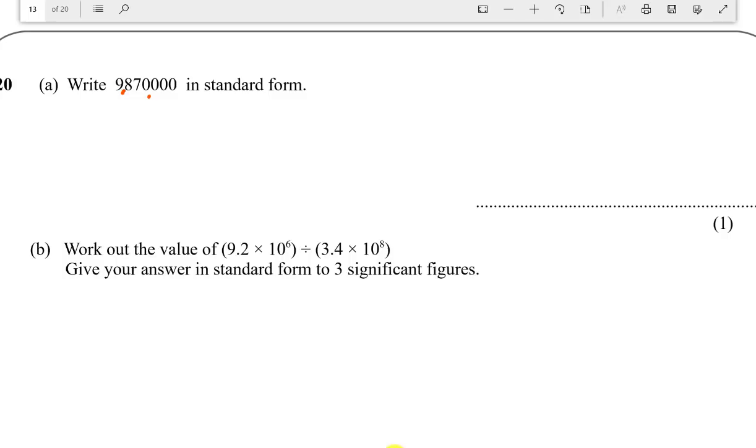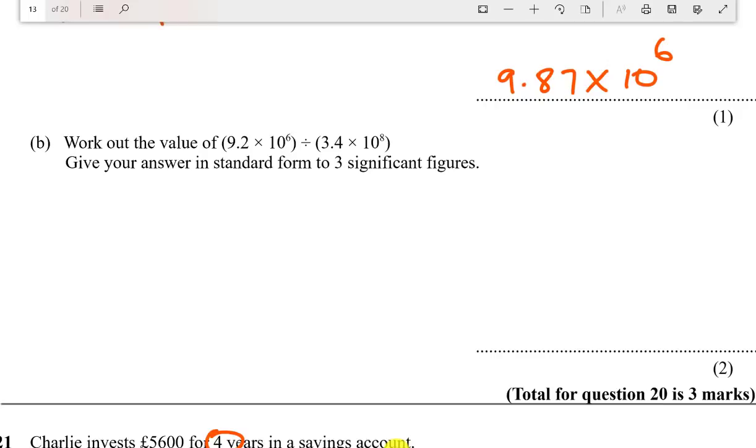Now we know to write it in standard form, the prefix number has to be between 1 and 10, and then 10 to the power of something, which we need to find. So let's move the decimal, 1, 2, 3, 4, 5, 6, so that gives us 9.87 times 10 to the power of, we moved it 6 places to the left, so it'll be 10 to the power of 6. That's quick, easy, 1 mark.